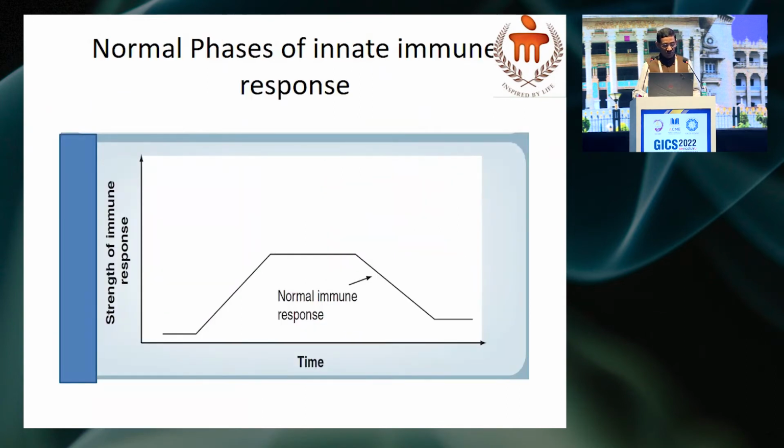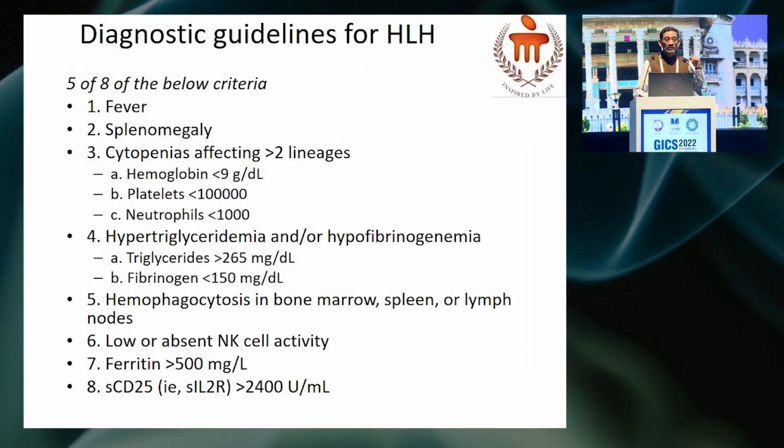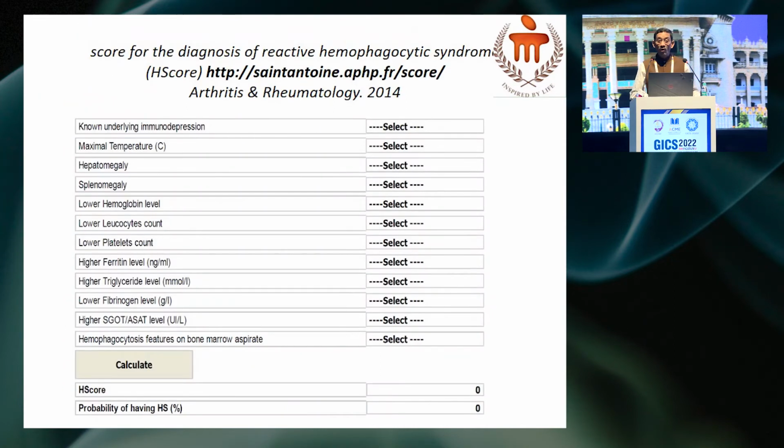In the normal phase of inflammation, the immune system is activated, then comes down to a quiescent level within a short period of time. But if it goes uncontrolled, that is what is called HLH. You may use the word HLH, HLH-like syndrome, or cytokine storm, but ultimately it is uncontrolled cytokine activity that is the underlying cause. It can be diagnosed either by the classical 2004 criteria for HLH or by the H-score, using online calculators. You can use either of them, whichever is convenient for you.